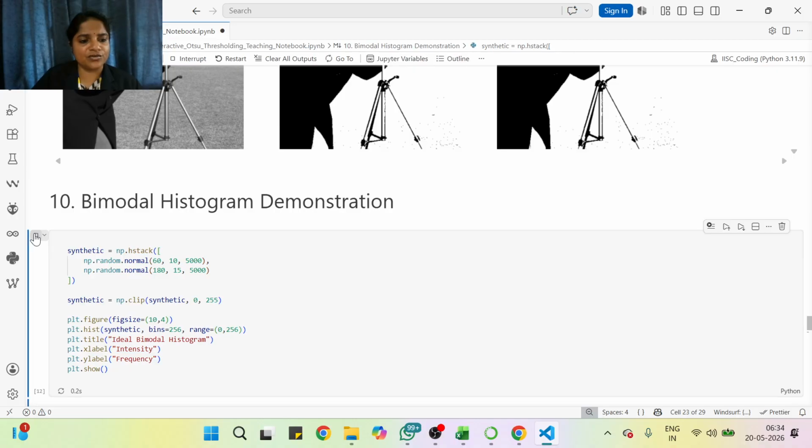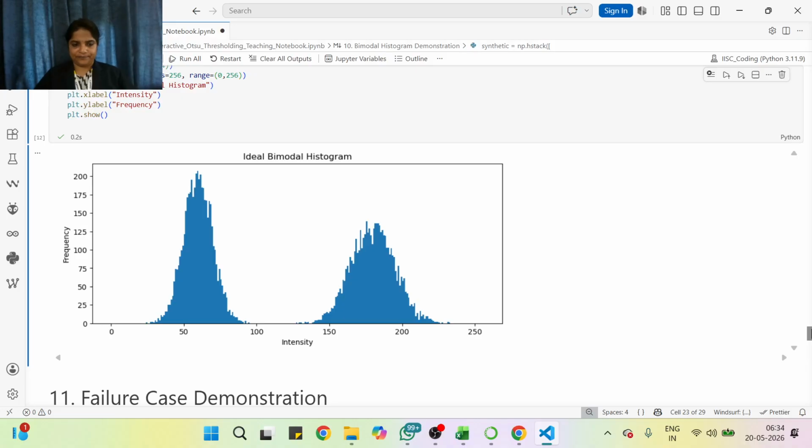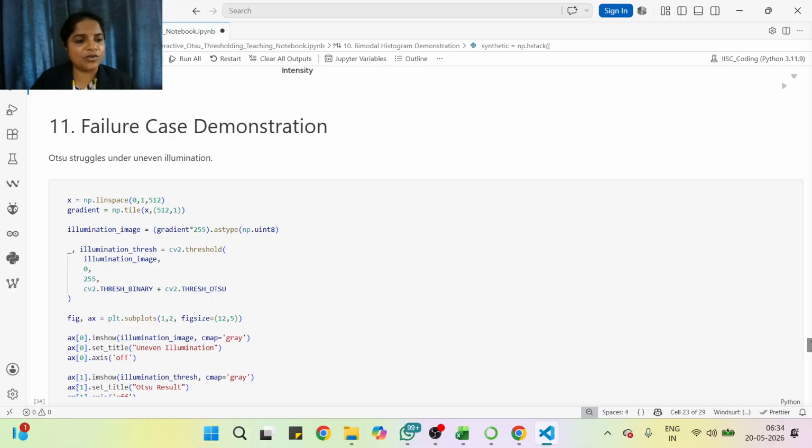Here I'm just going to show you the bimodal histogram, the basic concept that we saw in thresholding, right? That gave rise to the concept of Otsu's thresholding. Finally, I'm going to give you a failure case demonstration. When does Otsu's thresholding not work?